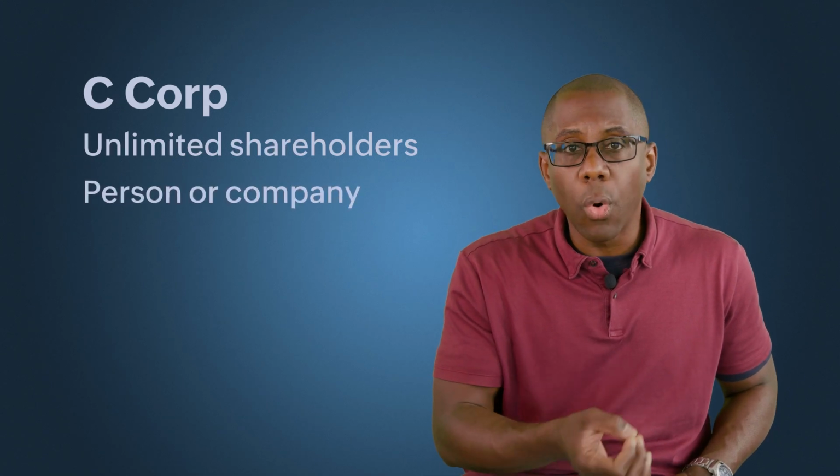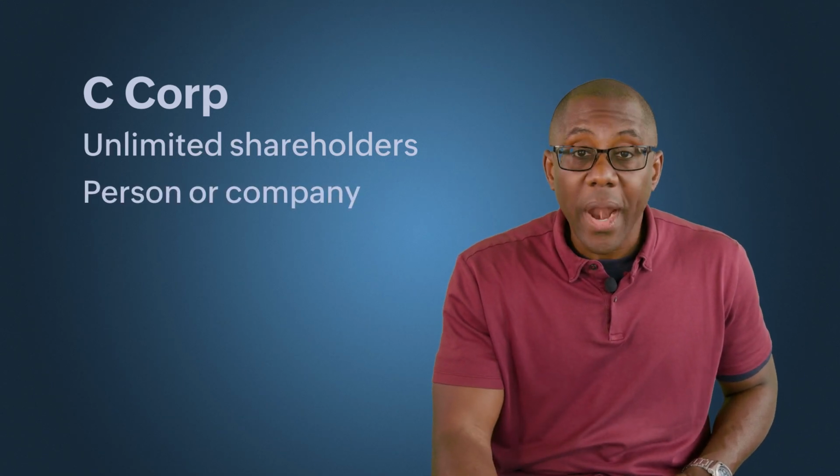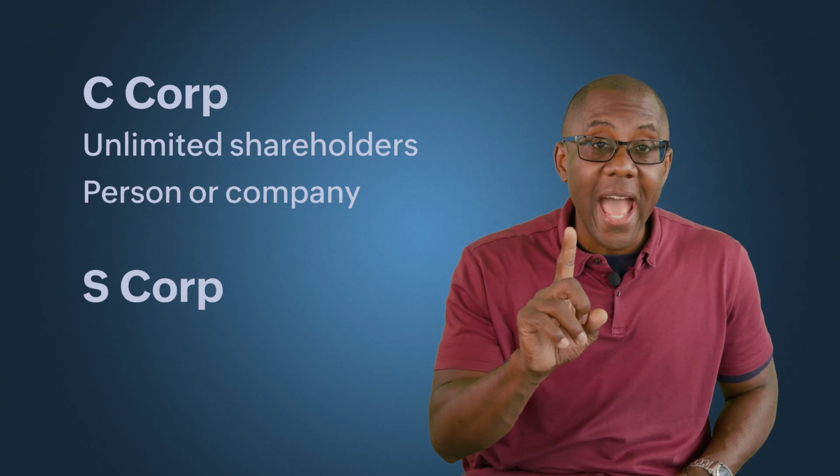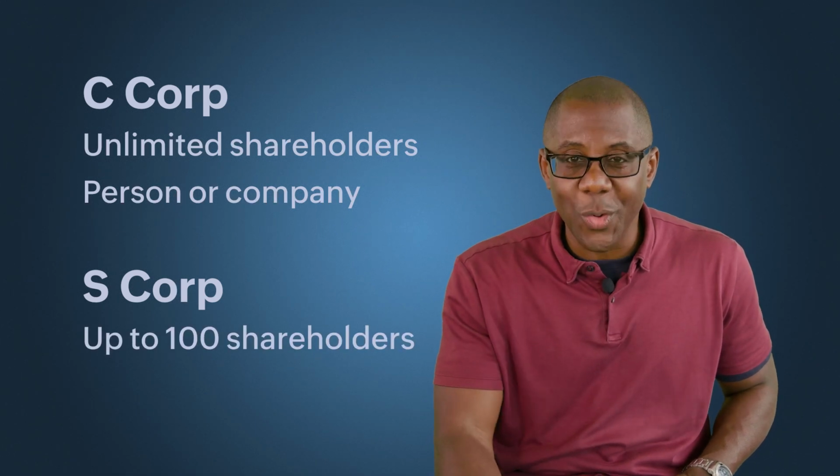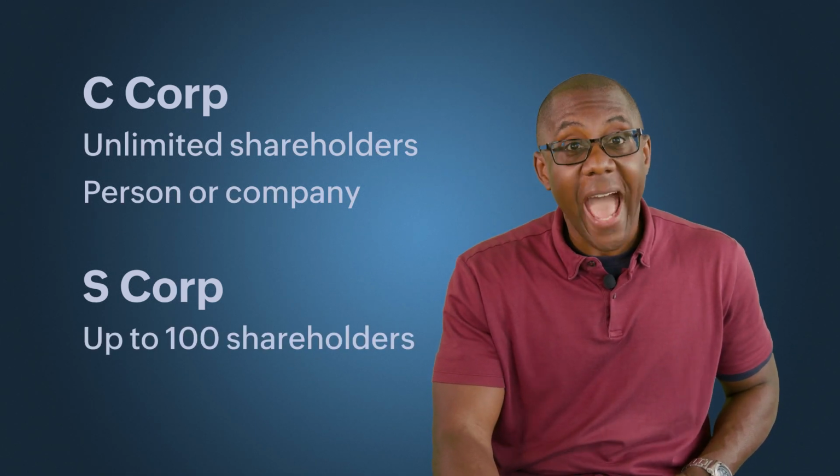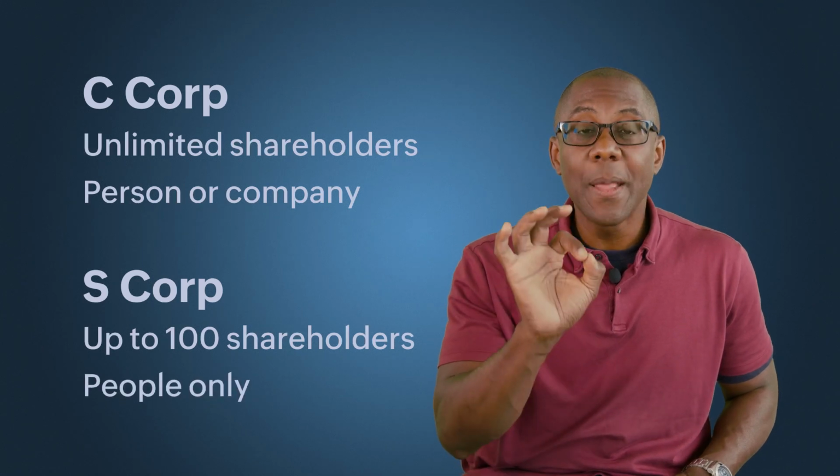Let's look at the ownership from four angles. Shareholders. In a C Corp, there can be an unlimited number of shareholders, and the shareholders can be a person or a company. Whereas an S Corp can only have up to 100 shareholders, and those shareholders have to be persons and cannot be a company.